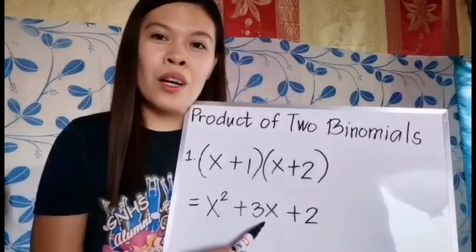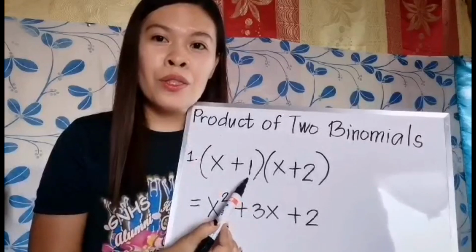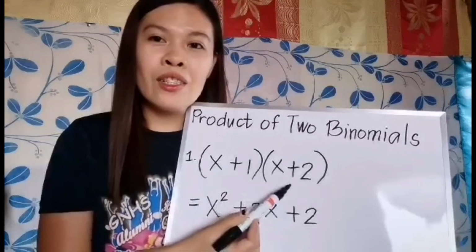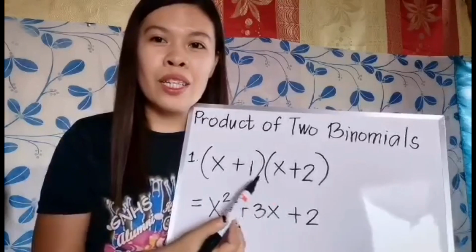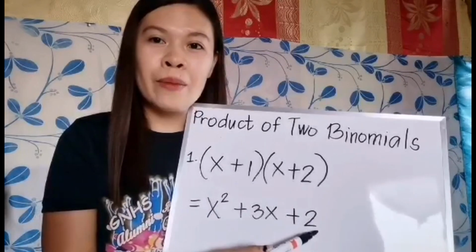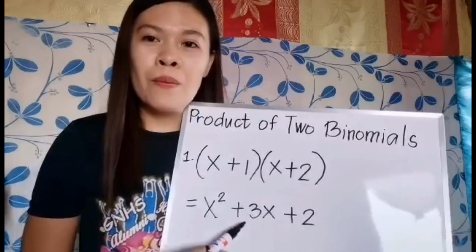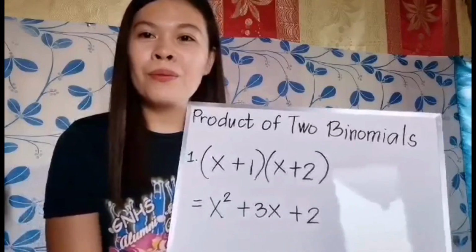And after that, for my third step, I'm going to get the product of the second terms again. Consider the second terms again, 1 and 2. You multiply 1 times 2, so that is positive 2. Therefore, our answer is x squared plus 3x plus 2.